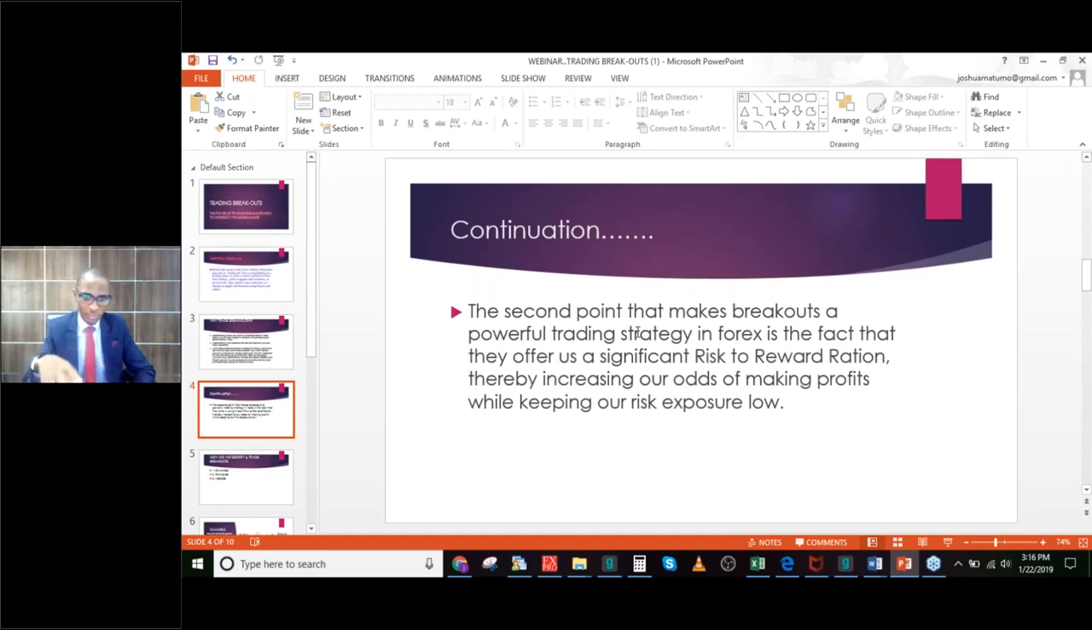And therefore, we always aim to get trades that can offer us a significant risk to reward ratio. And trading breakouts is one of the ways that, if well mastered, can really make you a profitable trader.